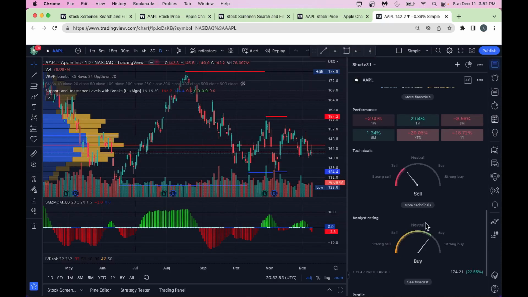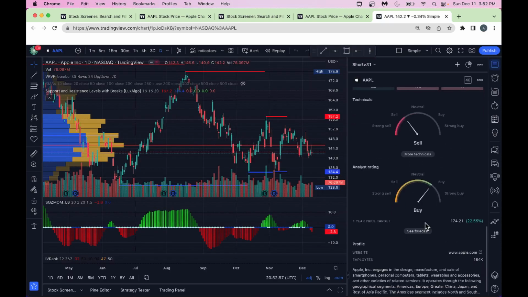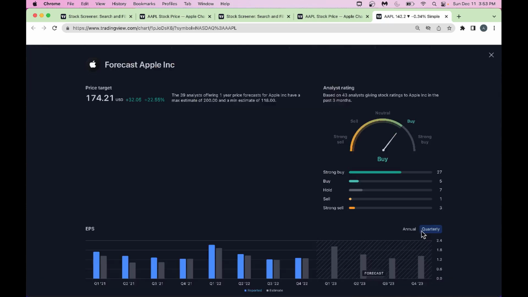So we looked at the technicals. The next important thing is analyst ratings. I love it when we get a strong sell here. Look, we got a sell right here, as you can see, but from an analyst perspective it's a buy. I love this divergence here. TradingView really does a very good job here.